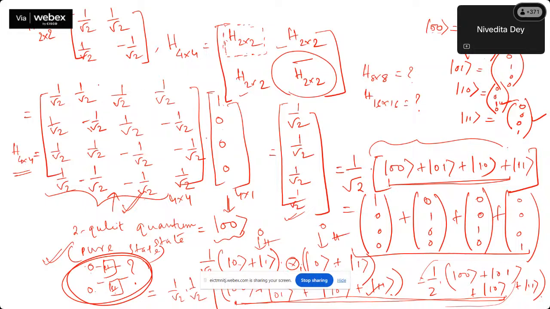So you can check it. This example is a 4x4 Hadamard gate applied to 1000, that is, state 00. I have shown the detailed multiplication here. If you do that, you will get 1 by root 2, 1 by root 2, 1 by root 2, and 1 by root 2. Taking 1 by root 2 as common, it will be 1111, which is nothing but 1000 plus 0100 plus 0010 plus 0001. So that is the superposition of all four basis states.